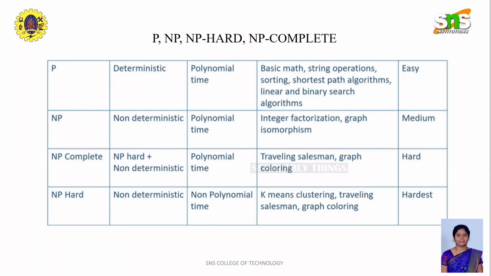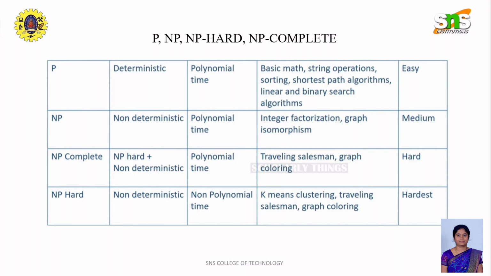Next, let's see about NP-hard problems. NP-hard problems are solved in non-polynomial time, and these problems are also non-deterministic in nature. That is, we don't know each and every step of the algorithm. So this is the hardest type of problem, and it can be solved using non-polynomial time. Some examples are k-means clustering, traveling salesman, and graph coloring.